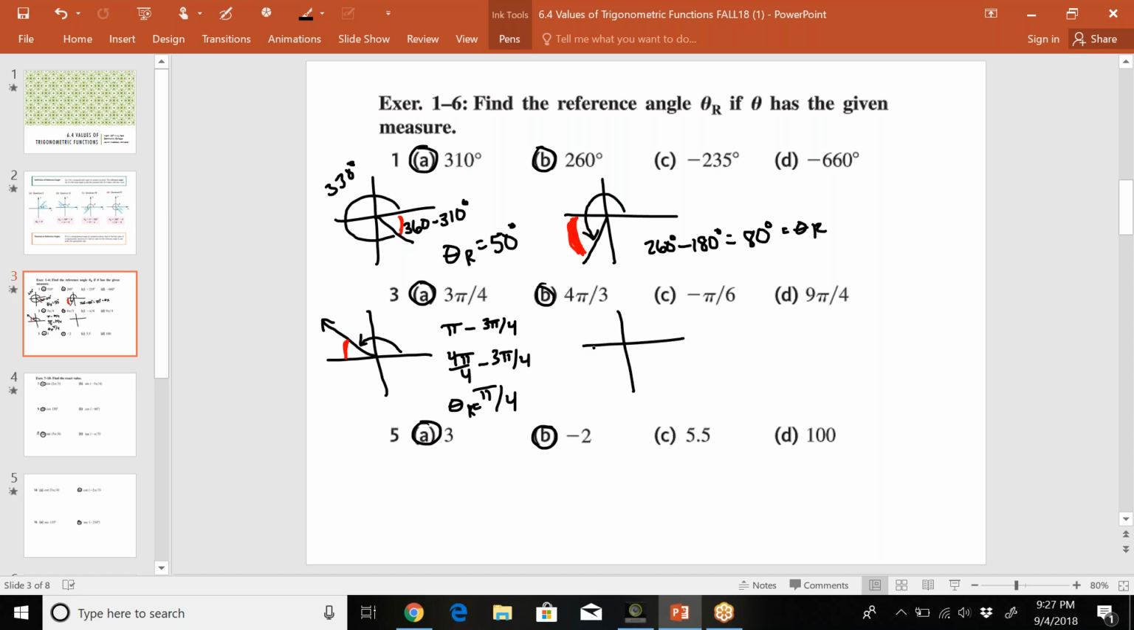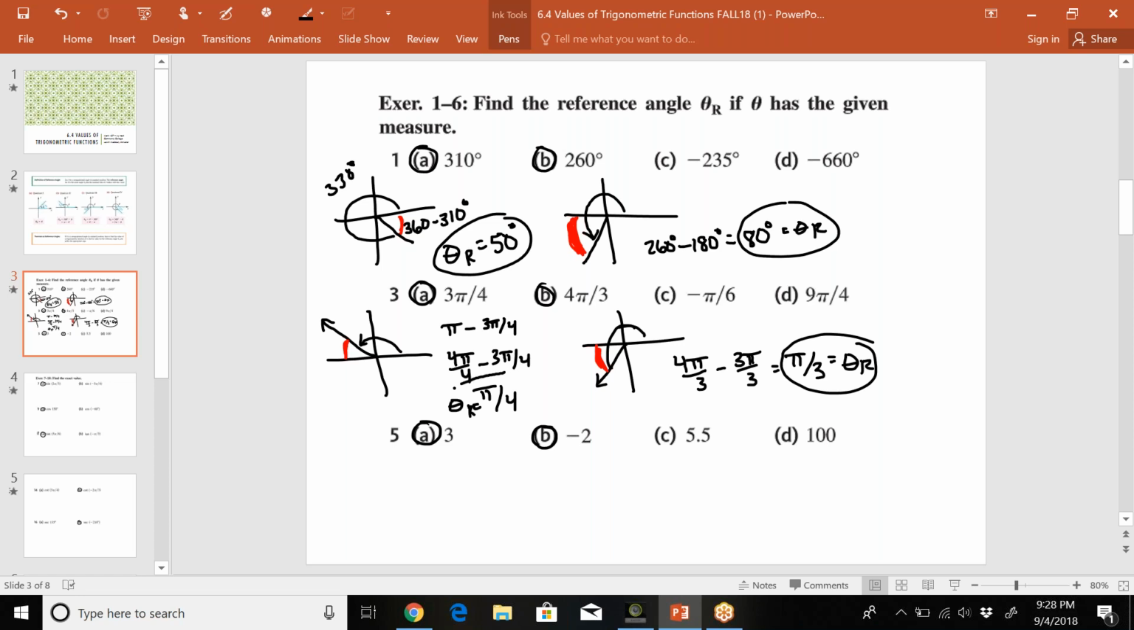For 4 pi over 3, 3 pi over 3 is pi, so 4 pi over 3 is going to fall in this third quadrant right here. So remember, if we're in quad 3, we want the little piece that's already overlapping right here. So this is our angle minus pi, because we're taking away the top half. So 4 pi over 3 minus, and I always go ahead and make it the same denominator. So if you subtract pi, it's 3 pi over 3, and so this is just pi over 3 for the reference angle. Okay? So we have our reference angles for the ones that have degrees and for the ones that have radians.